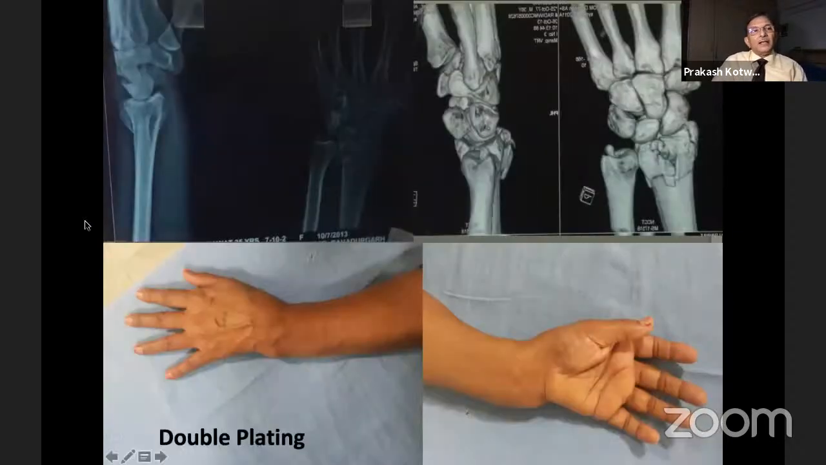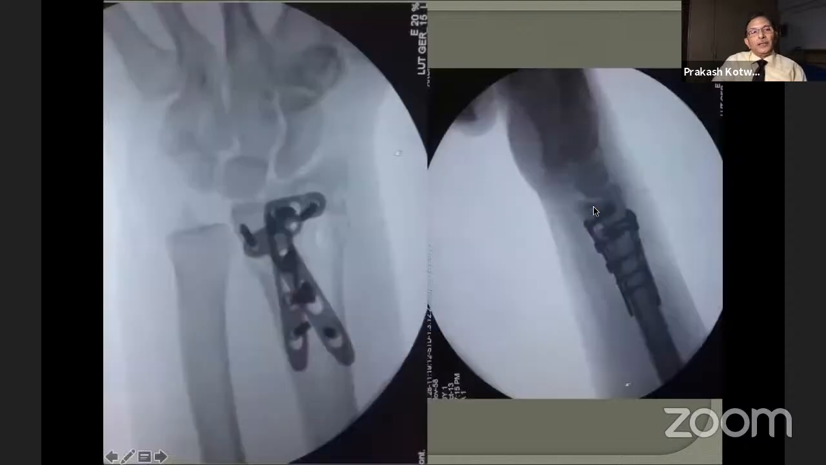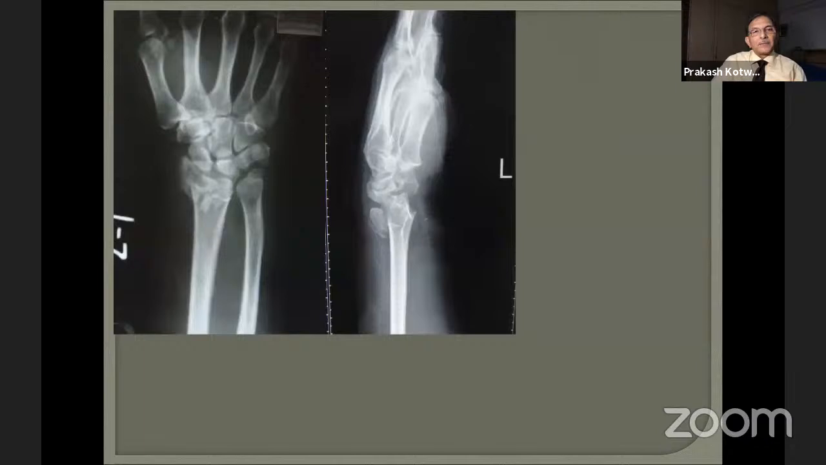Yes, this is another case. You can see here multiple comminuted fracture with this kind of deformity, and this requires both the volar plating as well as the dorsal plating to get such good restoration of the distal radial articular surface anatomy and good function after about 2 to 3 months.